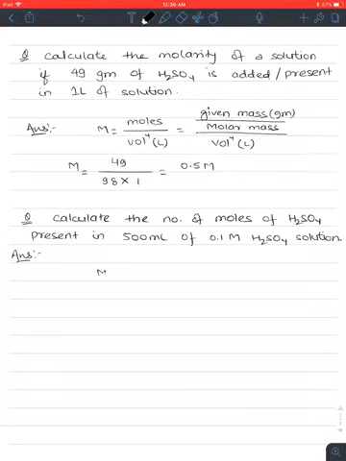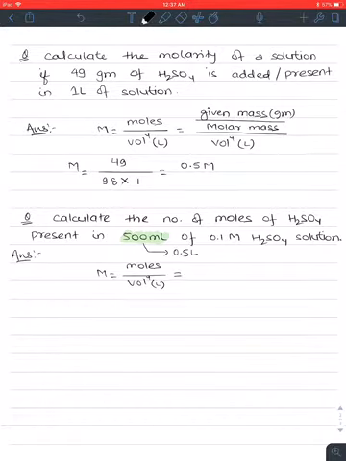What we know, molarity is equal to moles divided by volume of solution in liters. First important point which you have to keep in mind is that in this question they have given volume in milliliters, it's not in liters. So the first point is you have to convert this volume in milliliter to liters. So in liters this converts to 0.5 liters.